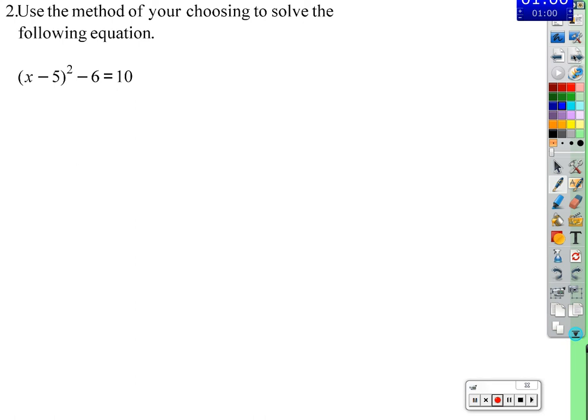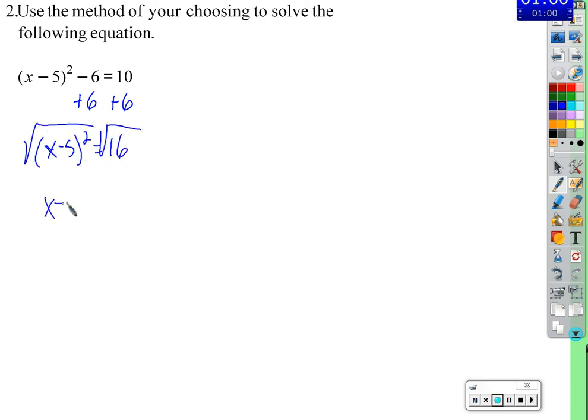Okay, so use a method of your choosing to solve the following equation. What method might we choose to use? Be the fastest thing, you think? Square root? James, square root? Yeah? First, before we take the square root, we gotta get the square thing by itself, which means we do what? Add six. X minus 5 squared equals 16.